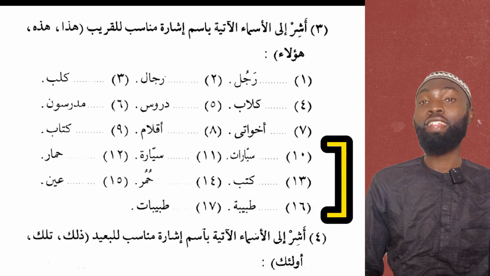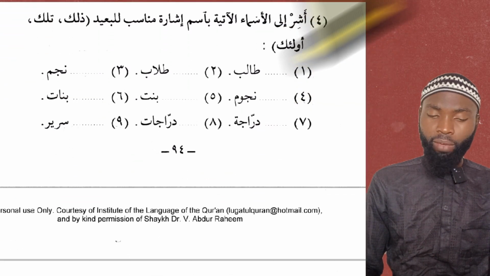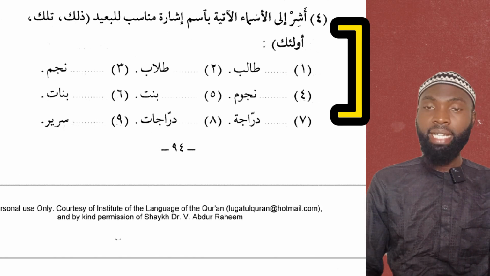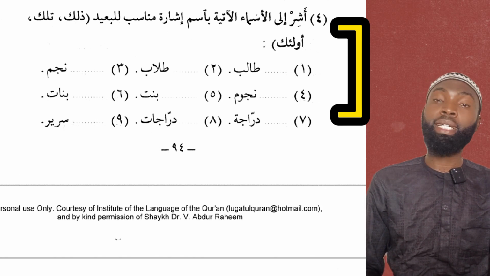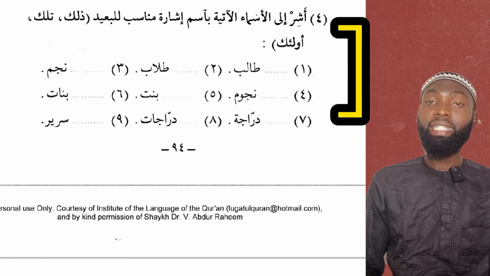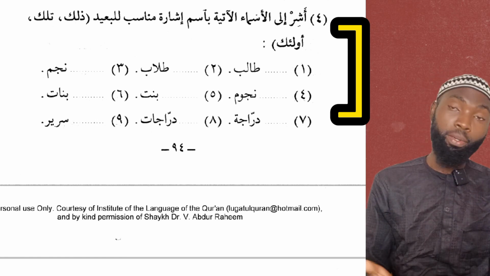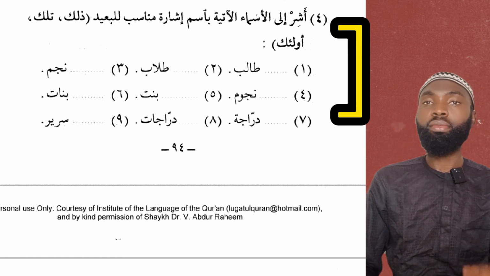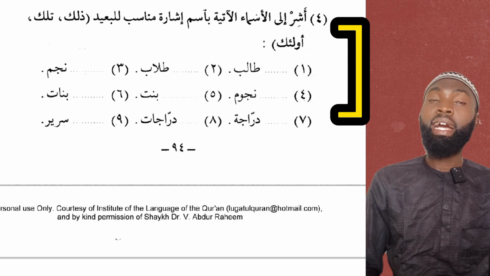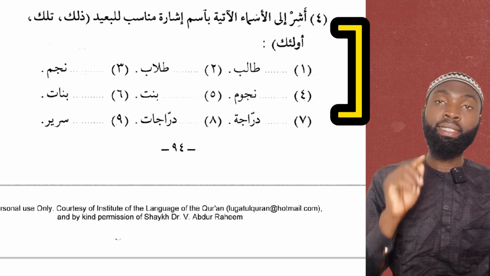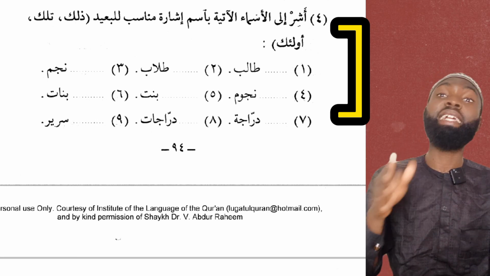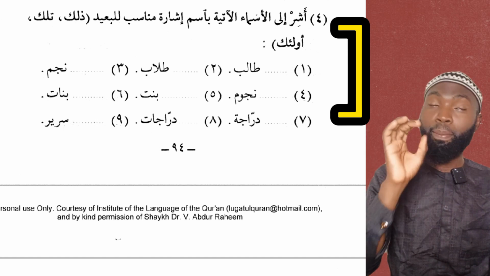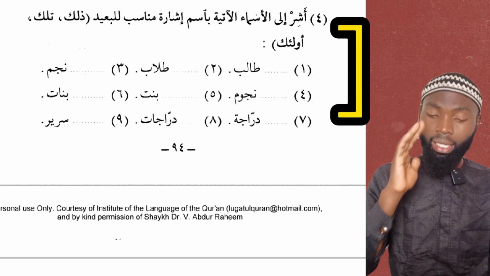You now learn how to use هذا, هذه and هؤلاء. Exercise number 4, the instruction says "Ashir ila al-asma'i al-atiya". Point to the following nouns with a distal demonstrative pronoun which is appropriate. Distal demonstrative pronouns are used to point to things which are far from us. Like dhalika, that, for a singular male, and tilka, that, for a singular female and for plural irrational nouns, and ulaika, those, for the rational nouns.